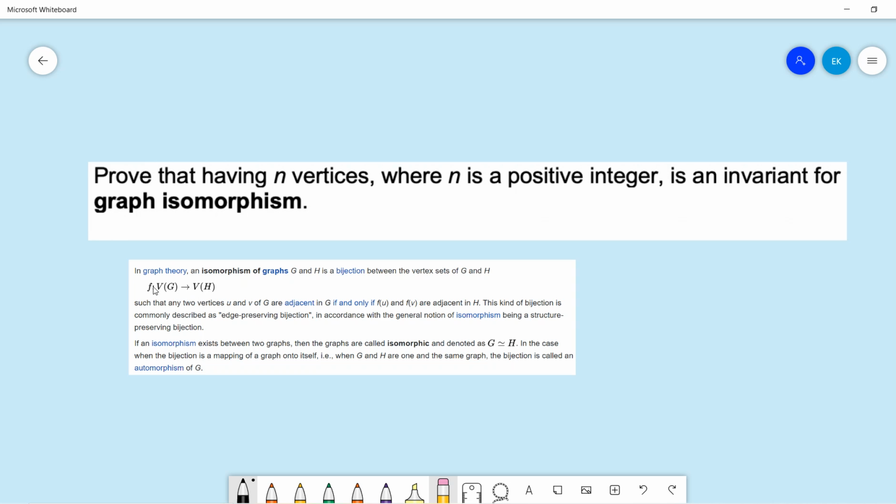Because this is, I copied from Wikipedia, the isomorphism of graphs G and H is a bijection between the vertex sets of G and H, such that any two vertices u, v of G are adjacent in G if and only if f(u) and f(v) are adjacent in H.